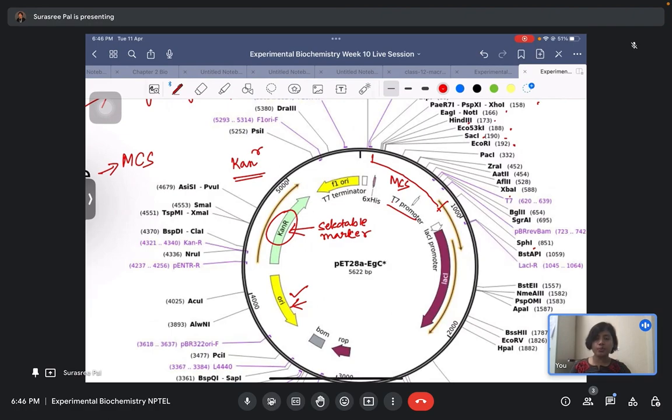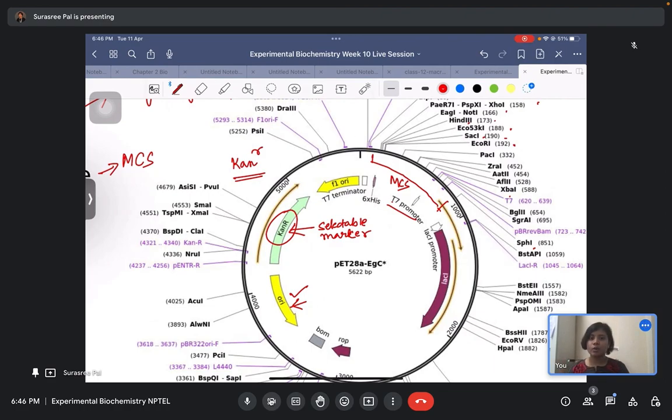Strong promoters means promoters from which the rate of gene expression is much higher, so they are responsible for a high amount of gene expression. Whereas weak promoters are promoters where the association between the promoter and the RNA polymerase is less. That is why they are weak promoters, and the gene expression is less from those kinds of promoters. So this T7 promoter is a strong promoter from which there can be a huge amount of gene expression.